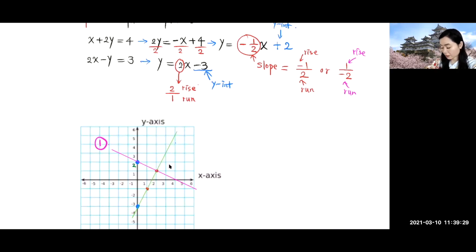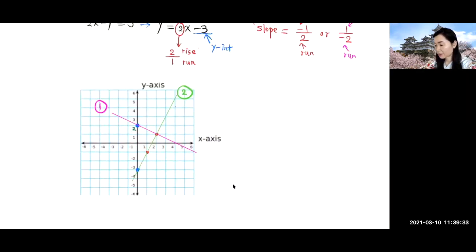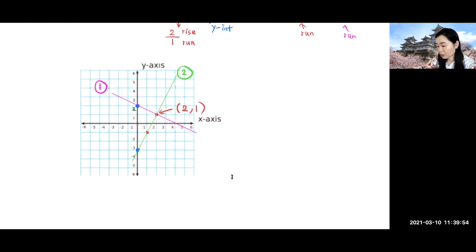Okay. So I label this number 2. That's the graph for the second equation. Now, after you graph these two equations, you look at the intersection point. It looks like this is the intersection point over here. They intersect here. The x coordinate will be what? 2, right? Y coordinate is 1. So that's the intersection point.